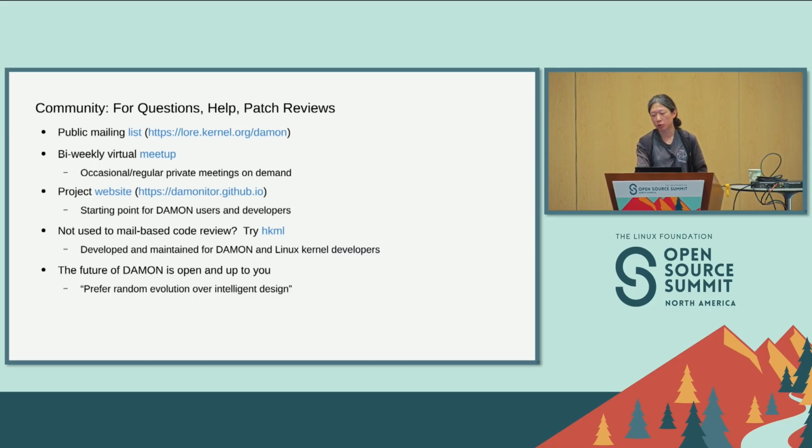And the future of DAMON is, of course, open and up to you, because like any other kernel subsystem, we are preferring random evolution. That is, if it was intelligent design, the auto-tuning of the intervals should have been done in very early days, but because of the random order, it has been made pretty late. I'm sorry about that, but I'm trying to do better.